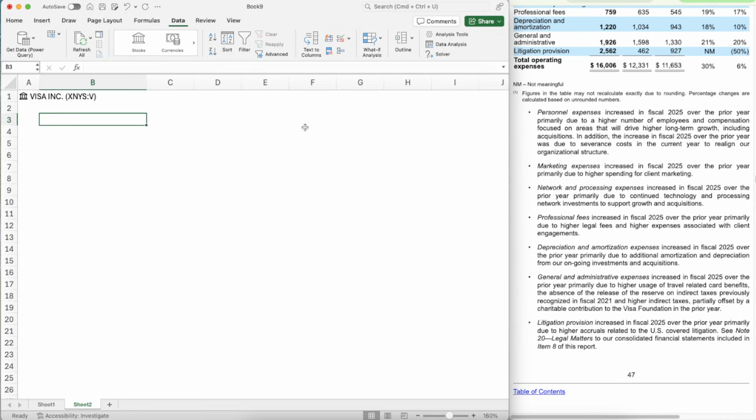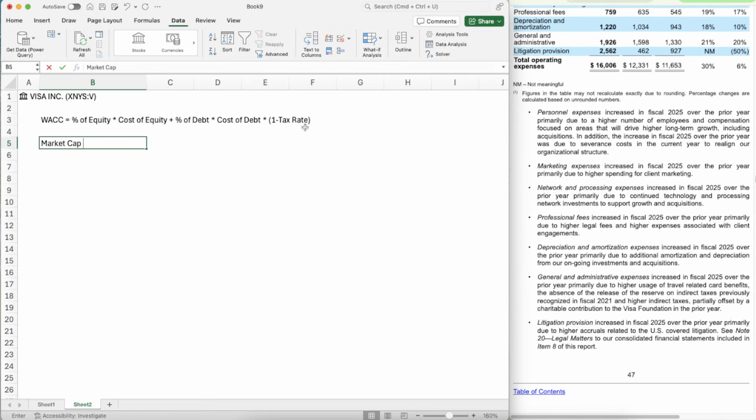There we have it. So what is the WACC? The WACC is the weighted average cost of capital. It is calculated by taking your percentage of equity multiplied by your cost of equity, plus your percentage of debt multiplied by your cost of debt multiplied by 1 minus your tax rate. So there's a few things that we need for this.